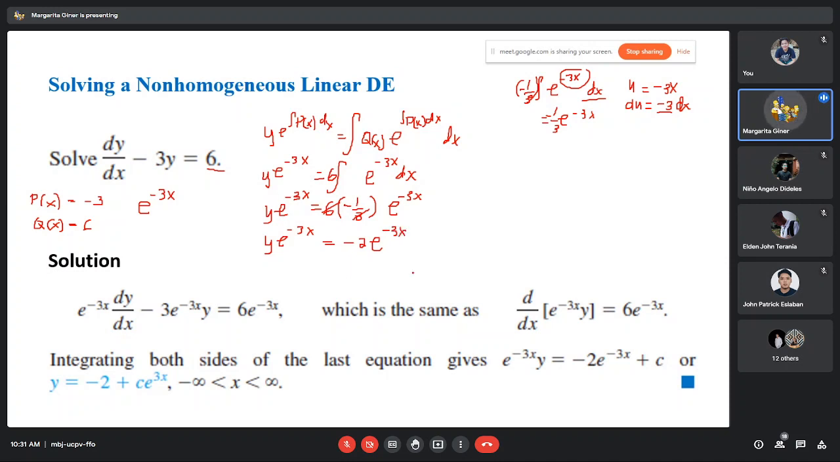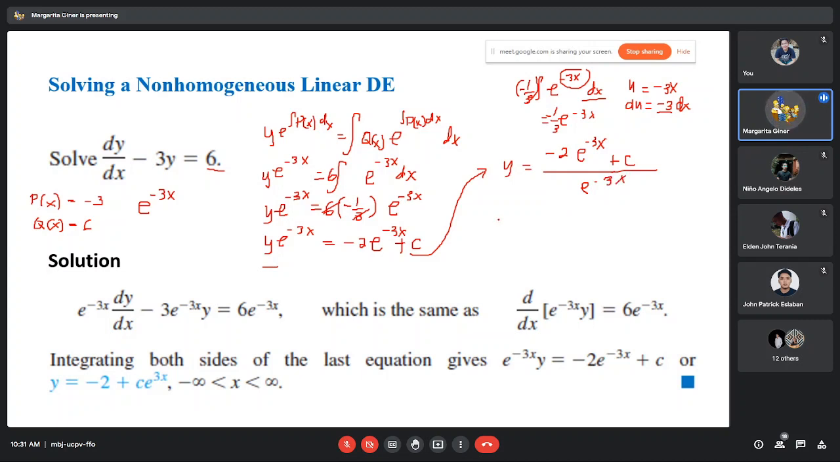Okay? So, we're not yet done, because we're looking for y. So, the continuation is here. To solve for y, you still have plus c. I forgot the plus c. So, to solve for y, this will become negative 2 e raised to negative 3x, plus c, is equal to, divide by e raised to negative 3x.